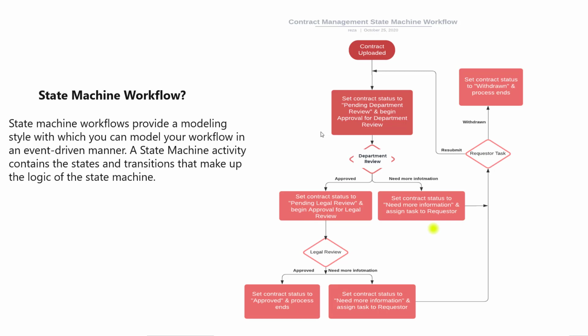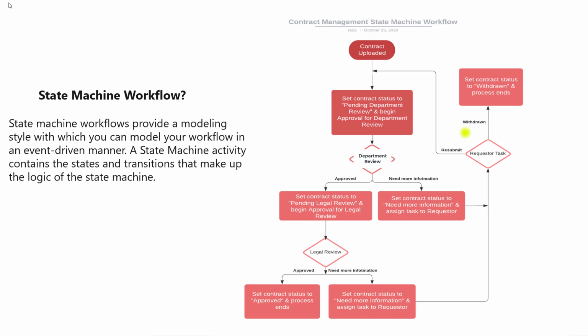On the other side, if the department reviewer asks for more information, the status changes to need more information, and this time the task gets assigned back to the requester. Then under legal review, if the legal reviewer approves it, the status changes to approved and the process ends. If the legal reviewer says they need more information, once again the status changes to need more information, a task gets created for the requester. The requester then can either resubmit and restart the process again or withdraw the entire process, and the status then changes to withdrawn and the process ends.